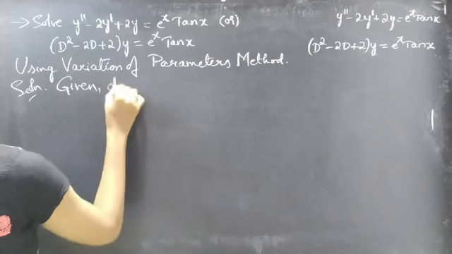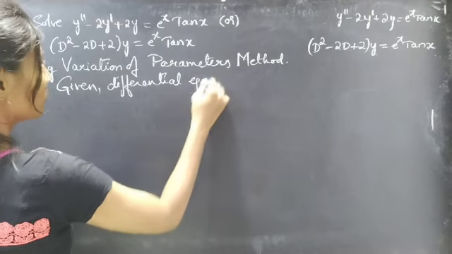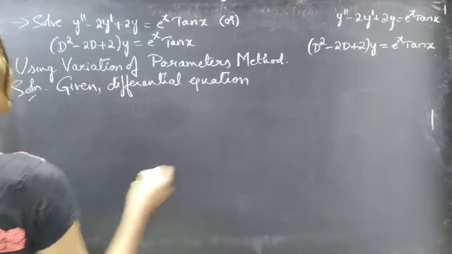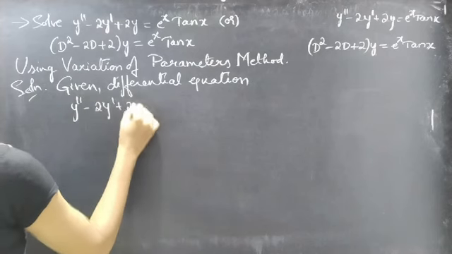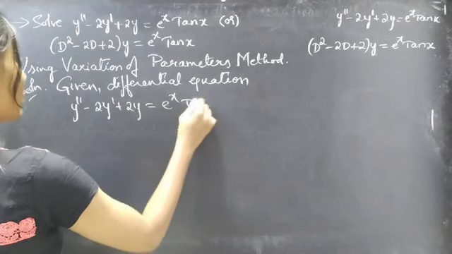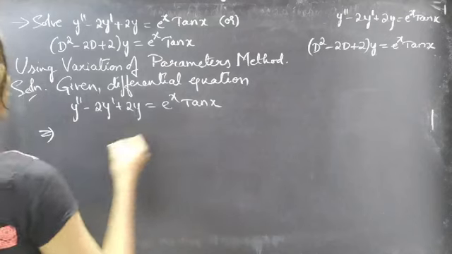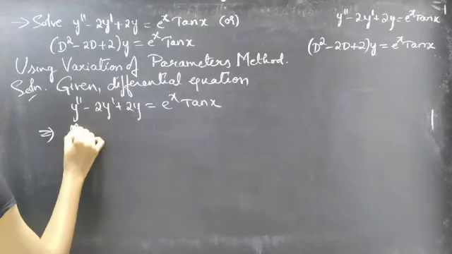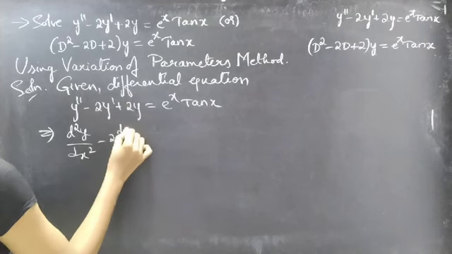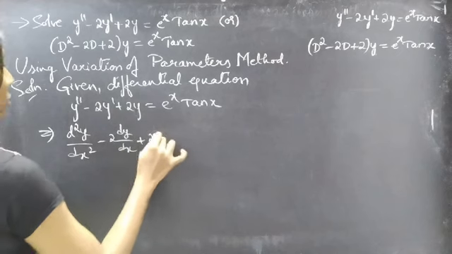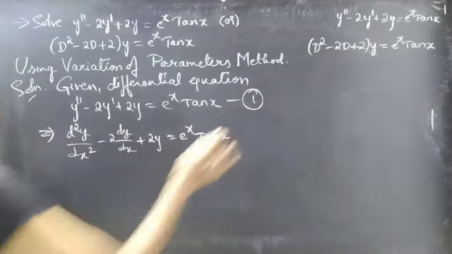Given differential equation y double dash minus 2y dash plus 2y equal to e power x tan x, right? Now we can write y double dash as d square y by dx square, minus 2 into, write y dash as dy by dx, plus 2y equal to e power x tan x. Consider this equation as equation 1.